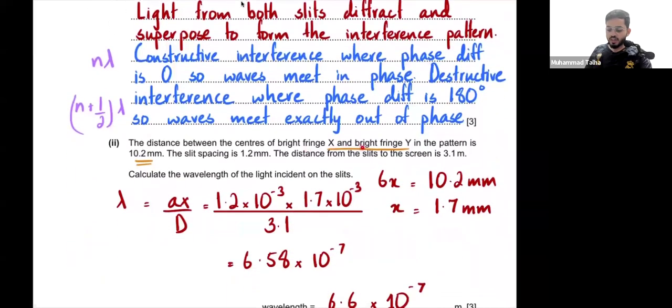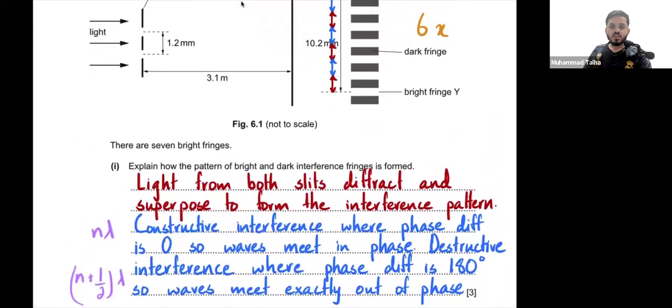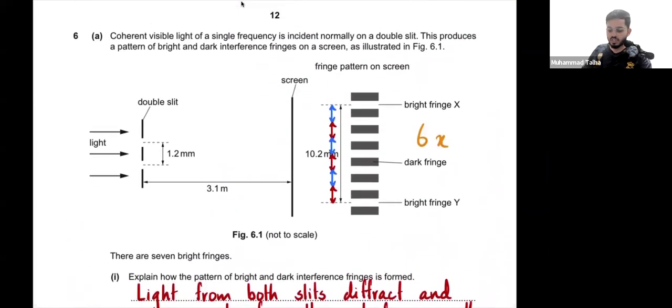The distance between the centers of bright fringes X and Y is given. If you look at the distance between X and Y, this is 1, 2, 3, 4, 5, 6 fringe widths, basically. So do not be misled by these 7 bright fringes. It's like if I show you my hand, so I'm not an alien or something, I have 5 fingers, but the spaces in between are 4, right? So here we had 7 bright fringes, but the spaces in between were 6. If you feel in doubt, just count them like I did.